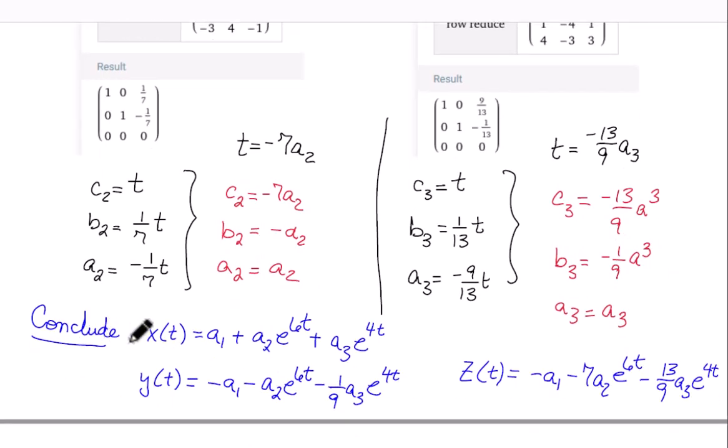And so I can finally conclude what X, Y, and Z are. We already knew they were the constant e to the 6t, e to the 4t. But what we were missing was how these other solutions depend upon the coefficients in X.